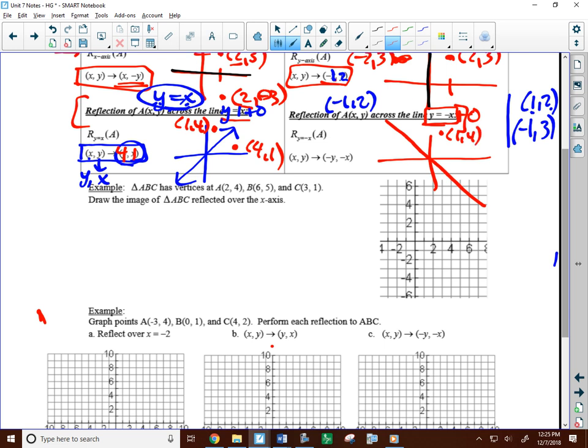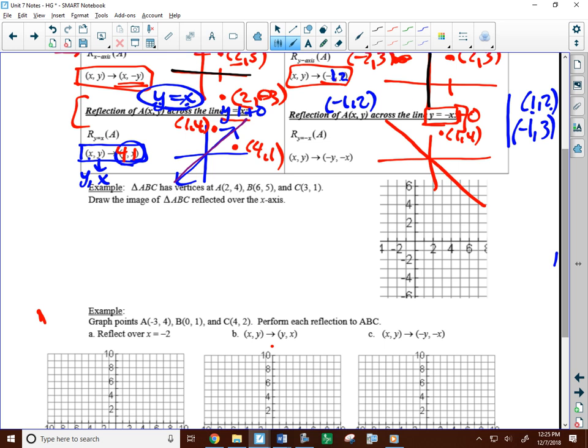Oh, also, hey, on this one, lots of times I like to turn my paper or just turn my head to the side and I can see, yeah, it does look reflected. That's a good thing to do. Kind of match up your eyes with that line and make sure it does appear to be reflected.